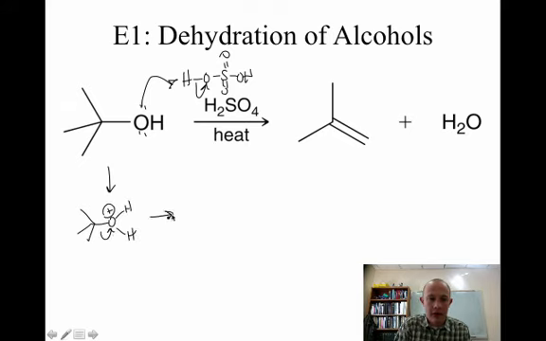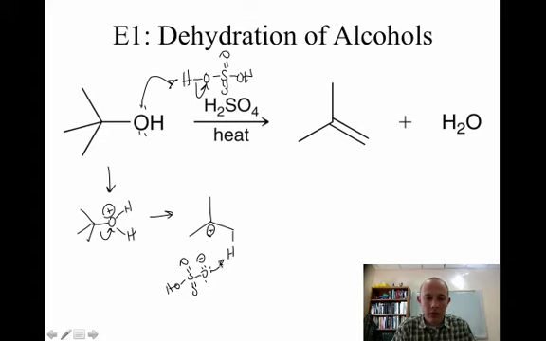So now that can leave to give us a tertiary carbocation, right? There's no nucleophile present though, so we can't do a substitution reaction because this leaving group is non-nucleophilic, but it can act as a base. So we can pull off this hydrogen and form our double bond to get the product of E1 dehydration of an alcohol. So that's another possibility. That's another thing that you can do with alcohols.